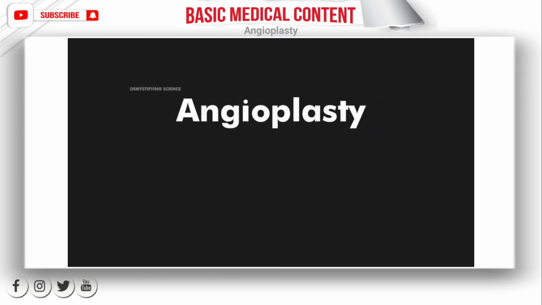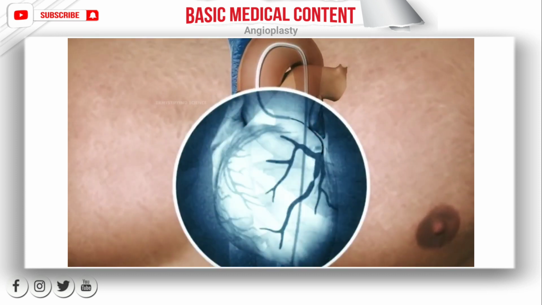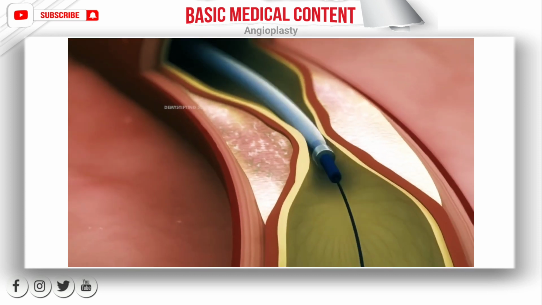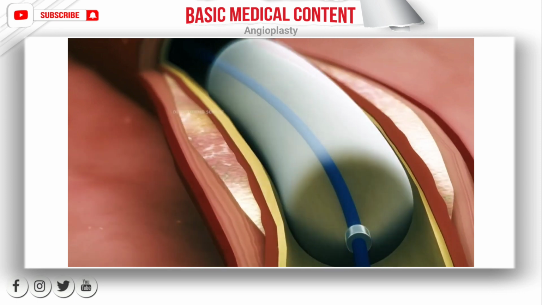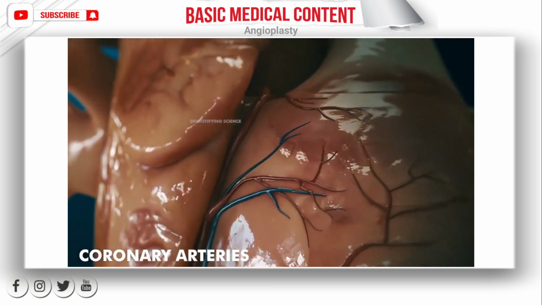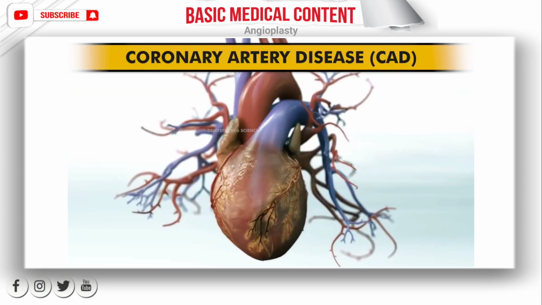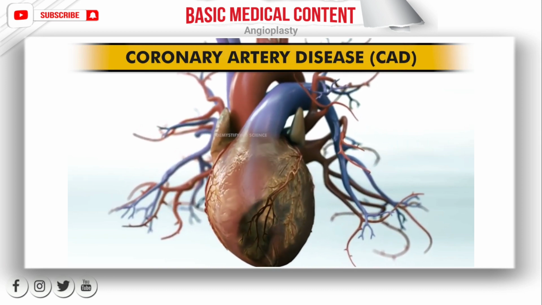The term angioplasty: angio means blood vessel, and plasty is opening up. An angioplasty is a surgical procedure to open the blood vessels that supply blood to your heart muscle. These blood vessels are known as coronary arteries. Angioplasty is a conventional treatment for coronary artery disease and heart attacks.